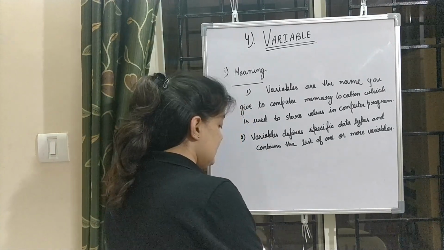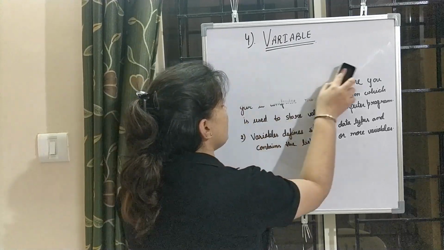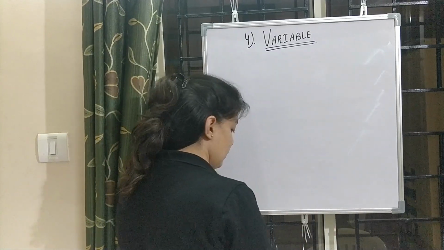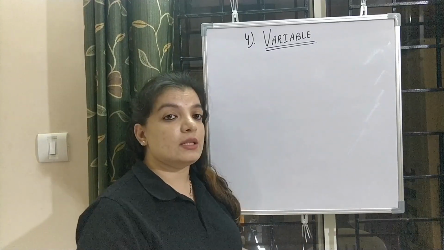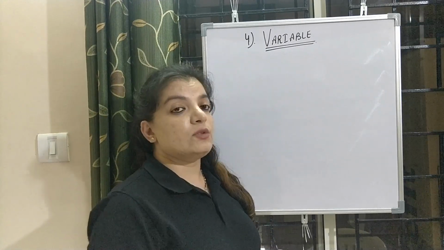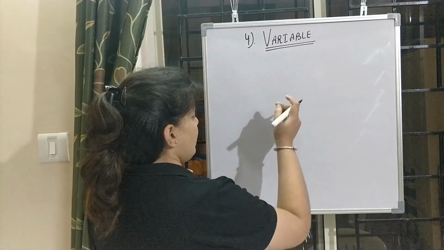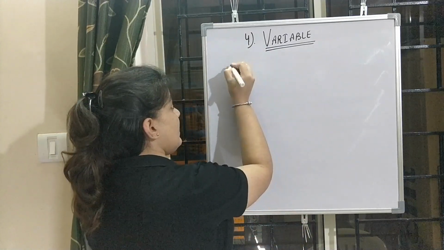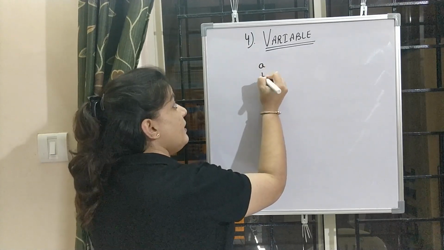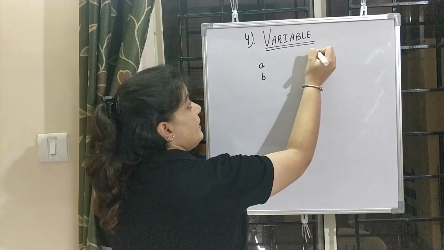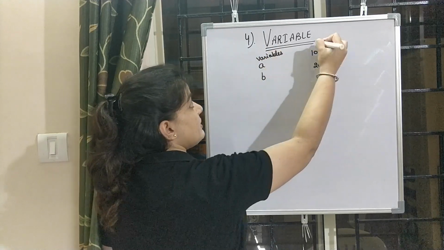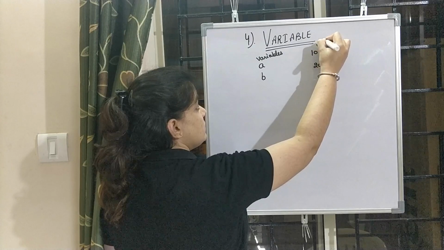Now let us consider an example so that you can understand how we create the variables, what rules you need to follow, how we store the values in the variables, and how we retrieve or print the stored values from the variables by using different types of programming languages. Like we have two variables, that is A and B, and two values, that is 10 and 20. So these are the variables and these are the values.